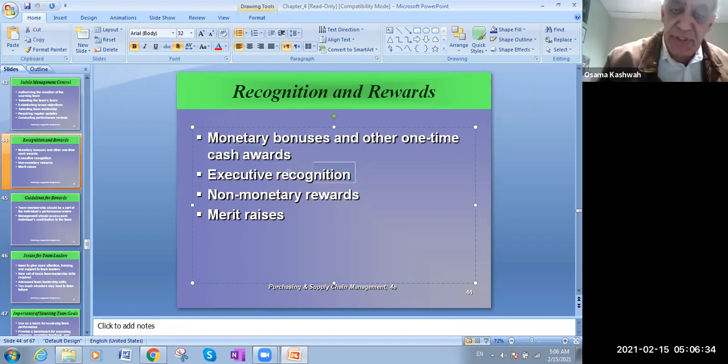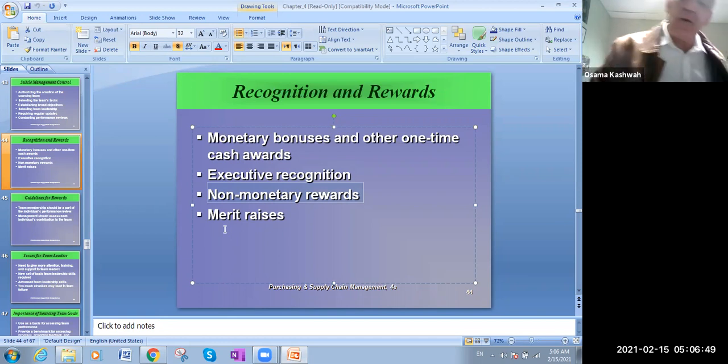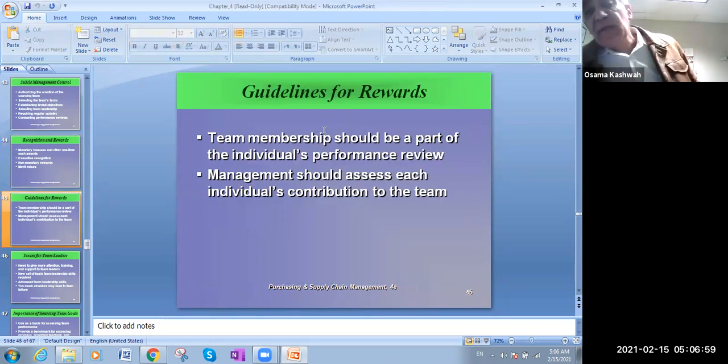Executive recognition and non-monetary rewards. We also have non-monetary rewards, not in the form of money, as for example if I give certificates or praise, or give a recommendation or reference letters, or a small present. So all this, and merit raises, also form the basis of recognition and reward. So you are not going to reward everyone, but you will reward the people who already have merit.